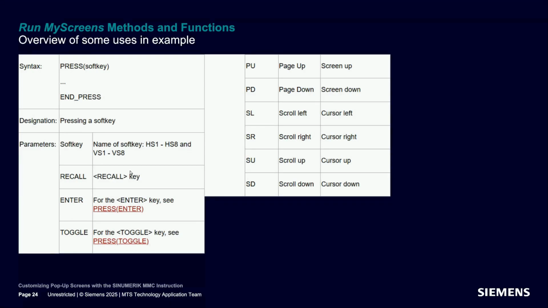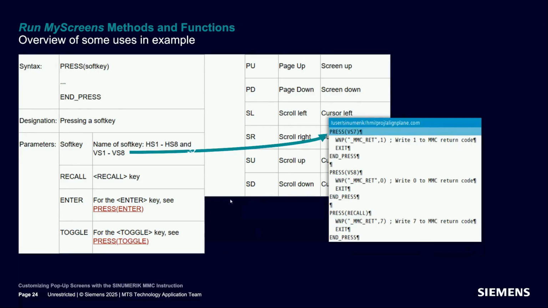Now, I want to talk about the actual methods and functions that are configured in the COM file. We talked about how we define the file. We talked about the variables within it, but what do we do once we're inside it? We have various methods. The first one I'll talk about is the press method. This is going to be called whenever a soft key is pushed or a number of other keys on our display. So we have the recall, the enter, the toggle, as well as page up, page down, and so forth.